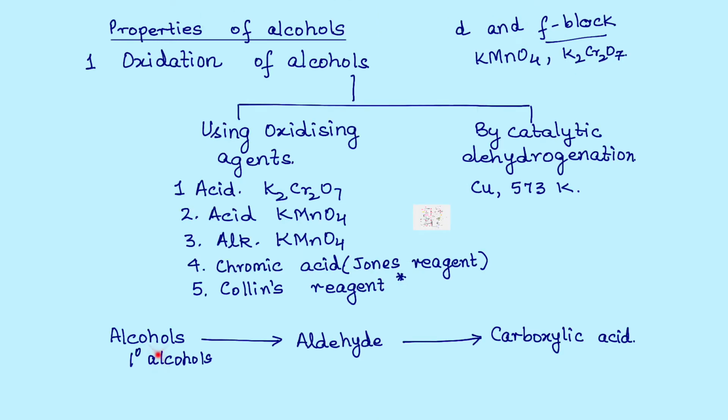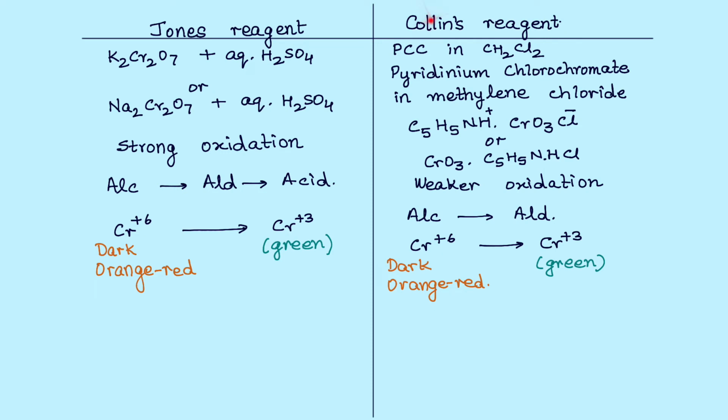But what if I want the reaction to stop at the aldehyde? I don't want my 1 degree alcohol to get converted into carboxylic acid. I want the reaction to stop at the aldehydic stage. That means I want a controlled oxidation. And that is where Collins reagent comes into the picture. What is Collins reagent? PCC in CH2Cl2.